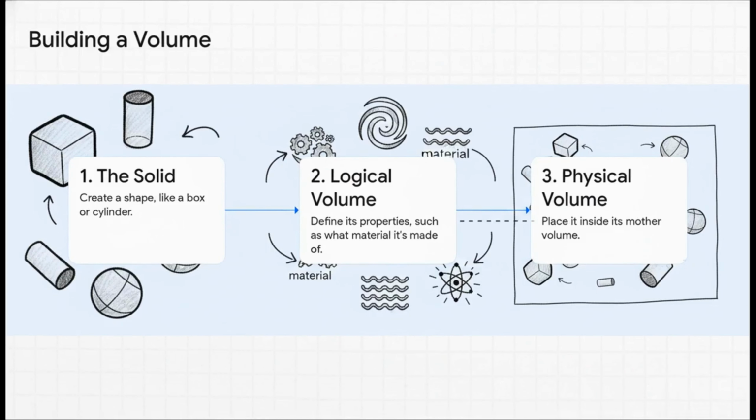So building any single piece of your virtual world really just boils down to these 3 steps. First, you create its basic shape, a box, a sphere, whatever. That's called the solid. Second, you define its properties, like what it's made of. That's the logical volume. And finally, you just place it somewhere inside its mother volume. That's the physical volume. Shape, material, place.